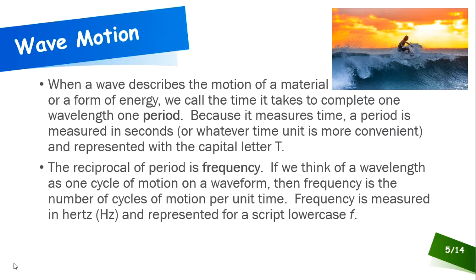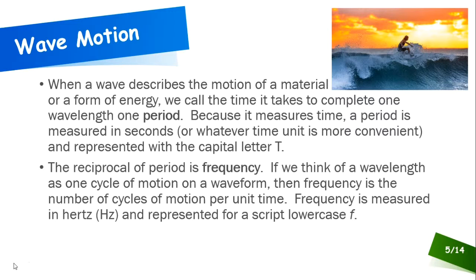And if we think of wavelength as being one cycle of motion on a waveform, then that means frequency would be how many of those cycles we are seeing per unit time. And our unit time here is typically seconds. So how many of those cycles in the waveform are we seeing every second? That's going to be the frequency.